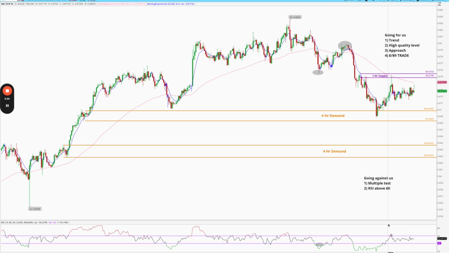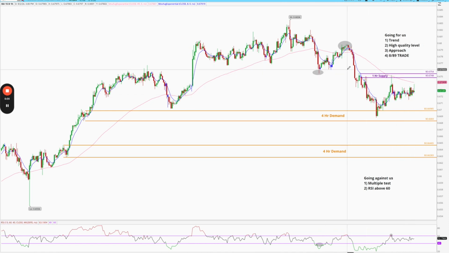And when we come into a level above 60 with multiple tests, it suggests that we're either going to run through the level or we're going to struggle to make new lows. And that's exactly what's happening here. We were unable to get below this area here of 6405 without stalling. And now price is kind of going sideways here, and I don't really have any directional trading that I want to put on because of this.